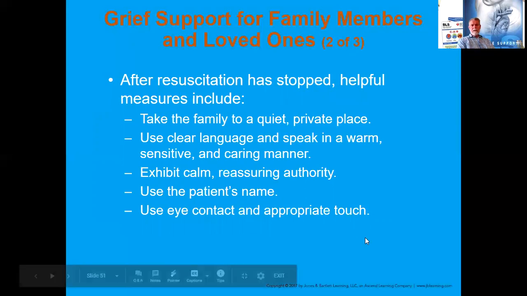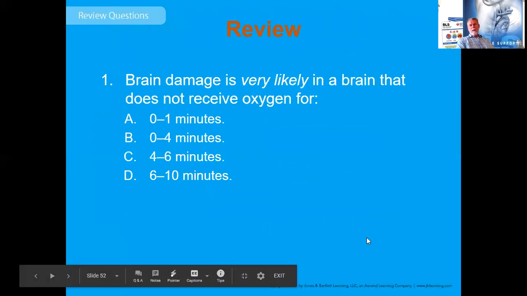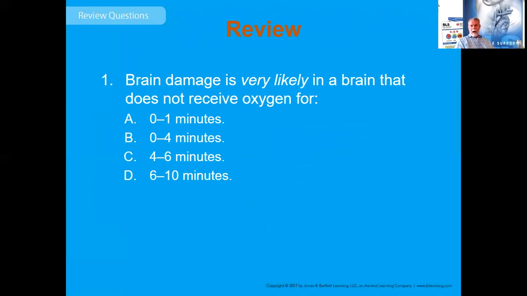But using the patient's name, there are some appropriate terms with this, and that is, unfortunately, the patient has died. I'm sorry for your loss. But don't say the patient's gone. Well, where'd he go? Did you take him to the ICU? Well, no, right? And that's why oftentimes this works well. Hospitals have social workers. This is their wheelhouse. And they can certainly potentially do a better job than we can with that. But this is the first part of the review.